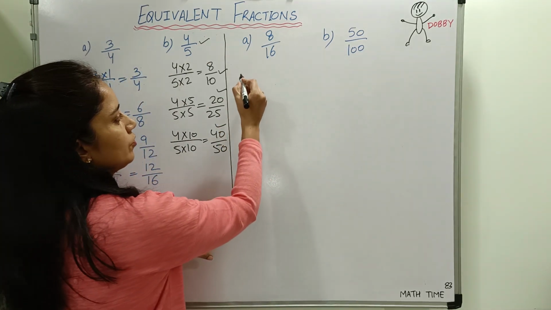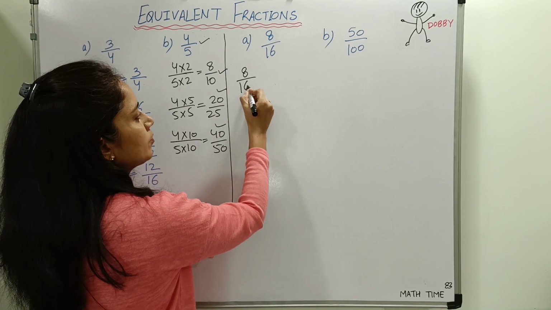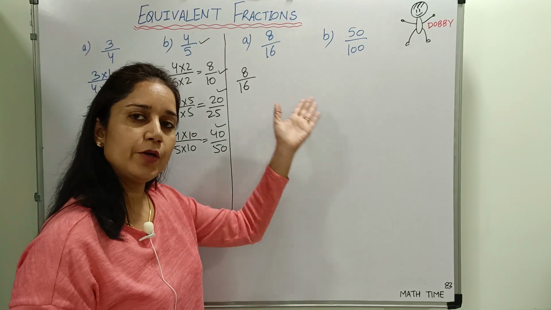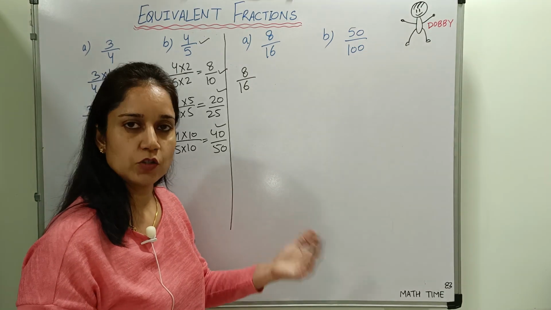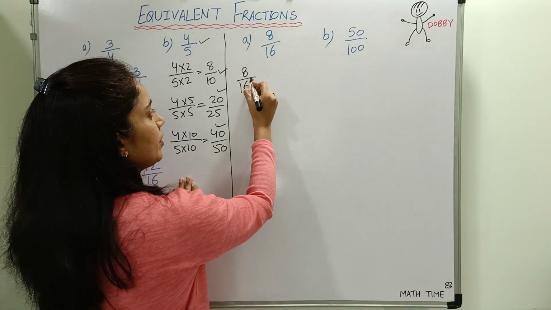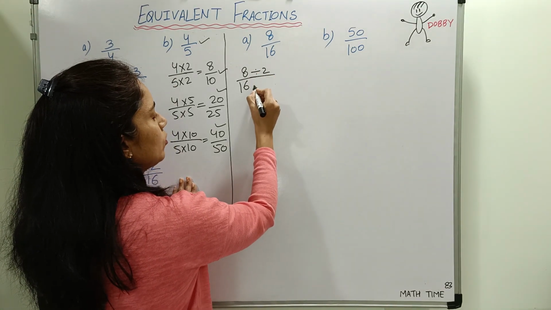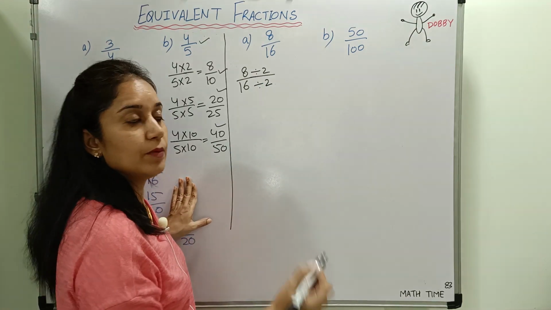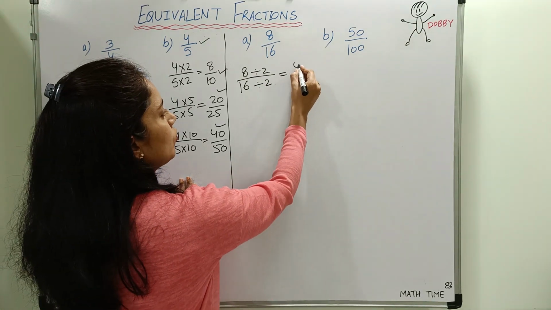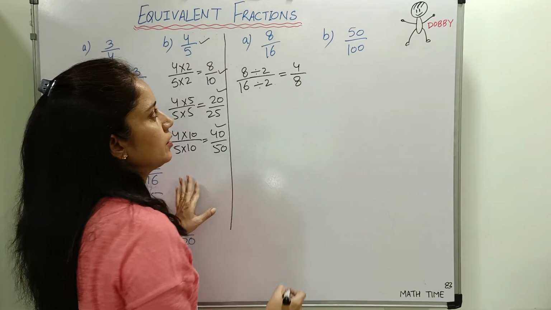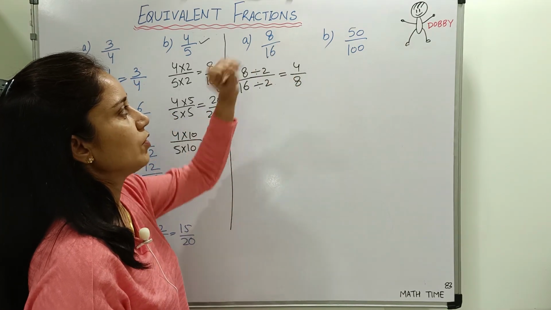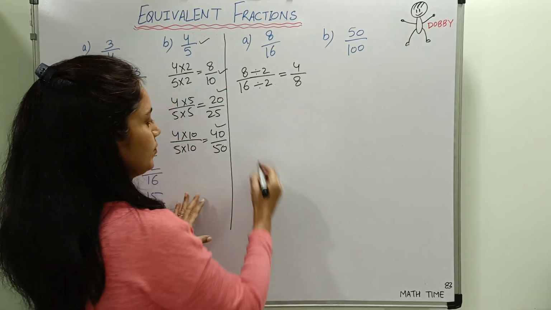8 upon 12, 8 upon 16. If we multiply numerator and denominator both by 2, yes, you will get the equivalent fraction. In the same way you can use the division method also. Divided by 2: 2 4s are 8, 2 8s are 16. So 4 upon 8 is the equivalent fraction of 8 upon 16.